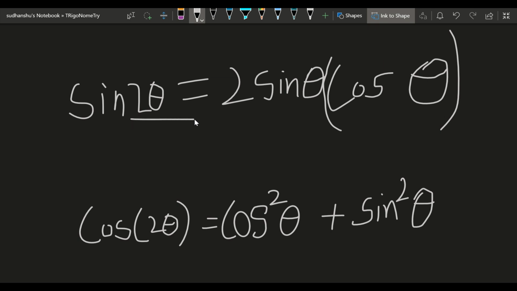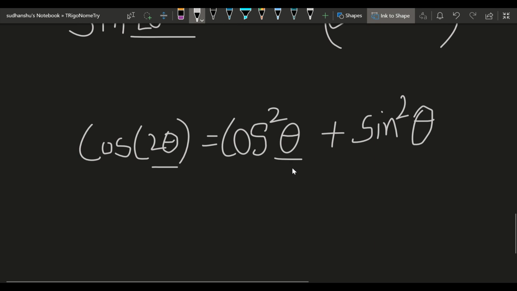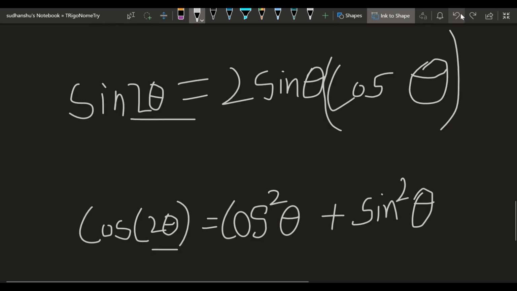Now just one thing, many students sometimes make a mistake here. See here, the angle here is 2 theta, and that 2 theta became theta. So when you are putting the angle here, you have to divide the angle by 2. Sometimes you make a mistake. Oh sorry, I put a plus here. This should be a minus. I by mistake put a plus here. This should be a minus sign.